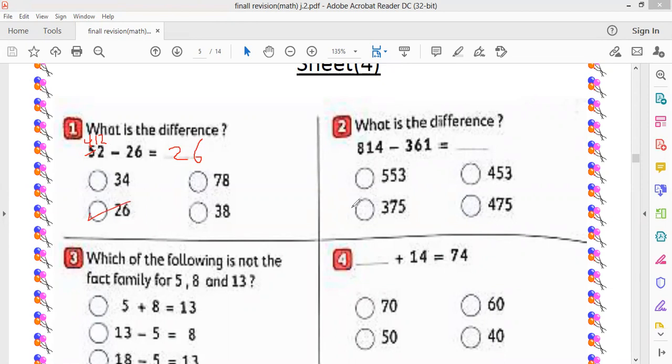What is the difference between 814 minus 361? Start with ones. 4 minus 1, 3. And 1 minus 6 doesn't work. So 8 becomes 7 and this 1 becomes 11. 11 minus 6, 5. And 7 minus 3 equals 4. 453.